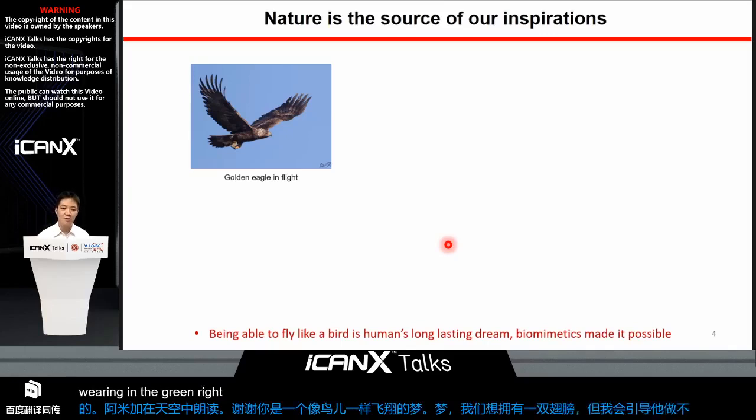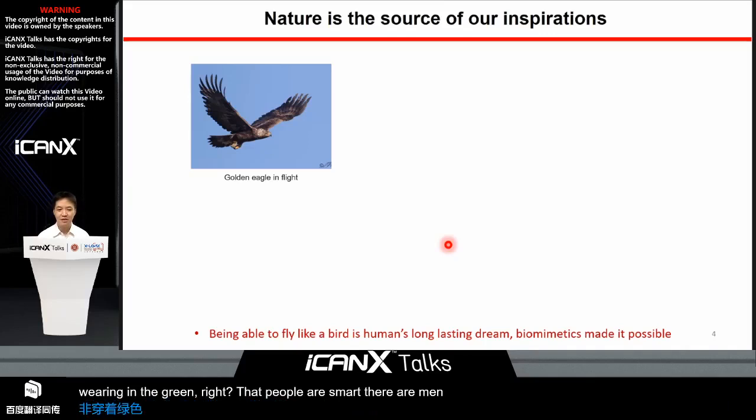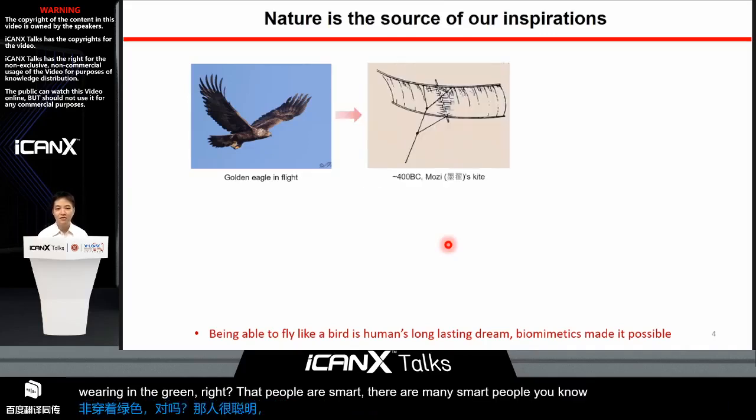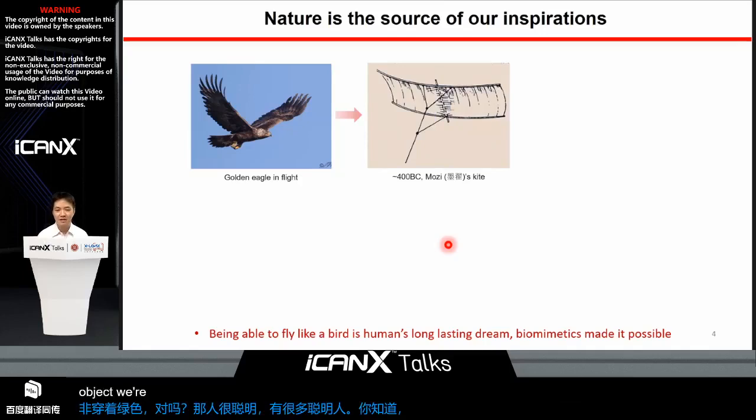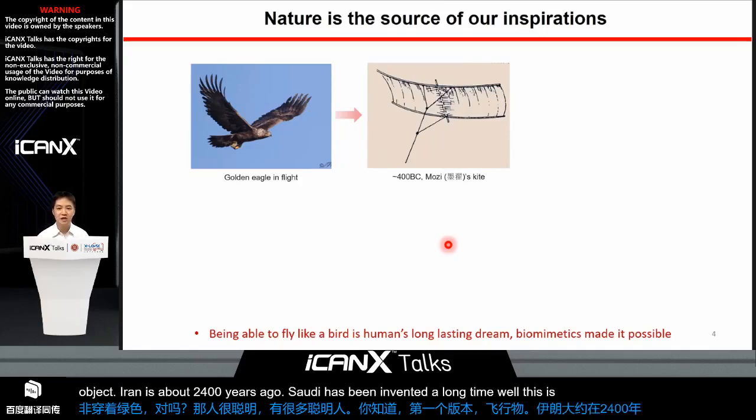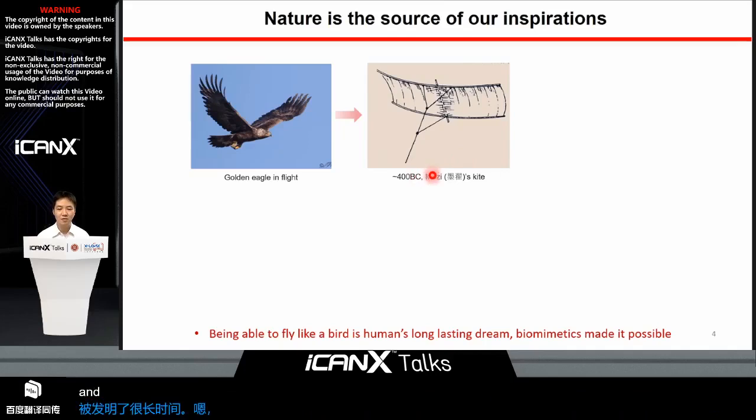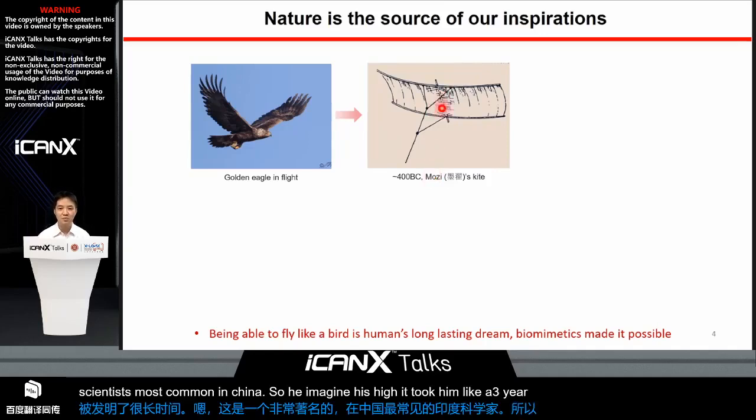But people are smart. There were many smart people in the past. So the first version of a flying object or aircraft is kites, about 2,400 years ago. Okay, so it was invented a long time ago. For example, this very famous engineer and scientist called Lu Ban from mainland China invented this kite. It took him like 3 years to bring it to the sky.